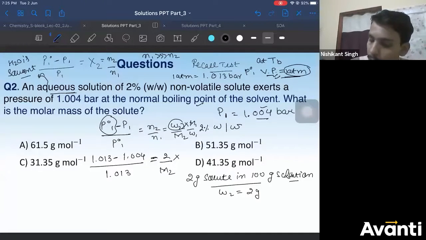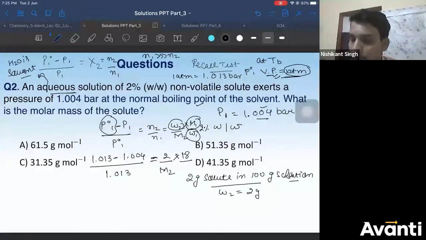So what will be your molar mass of solvent? That is 18 gram. What is the weight of solvent? We need to find. I've taught this in class also, at the beginning of the chapter: 100 gram solution mass is 100 gram. That means weight of solute plus weight of solvent is how much?